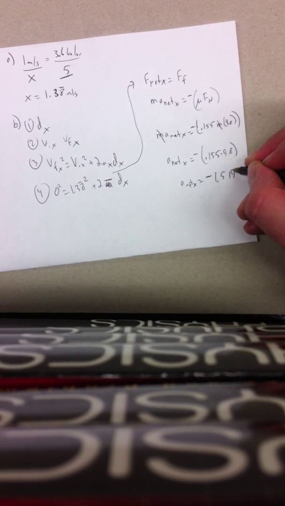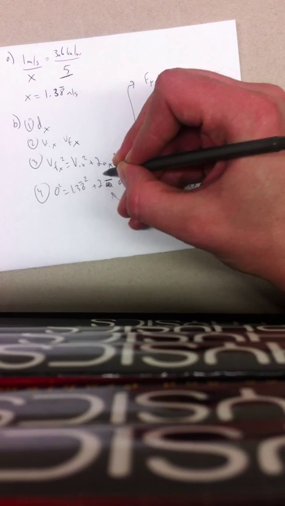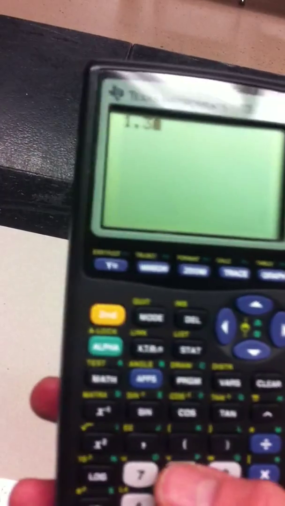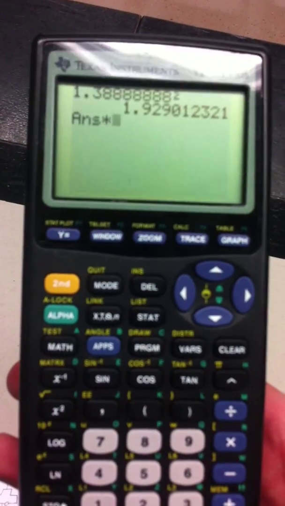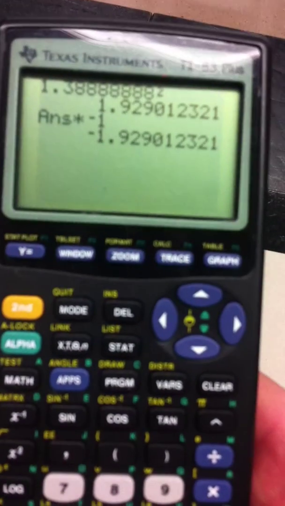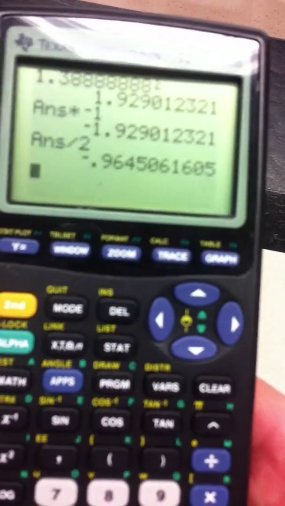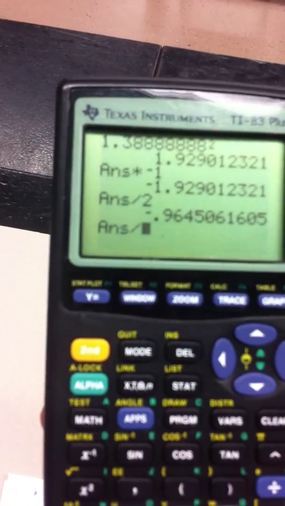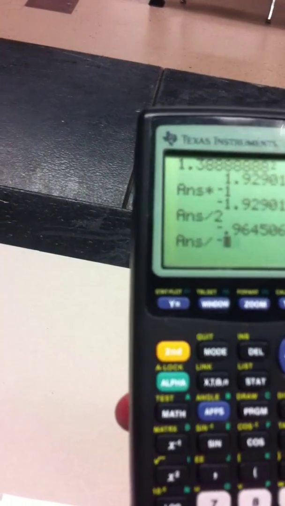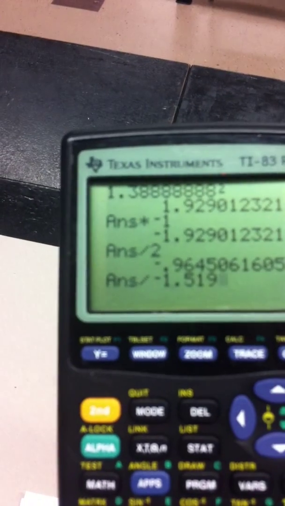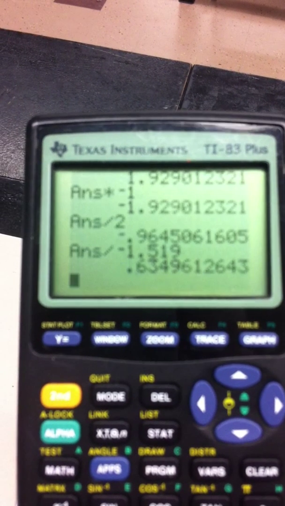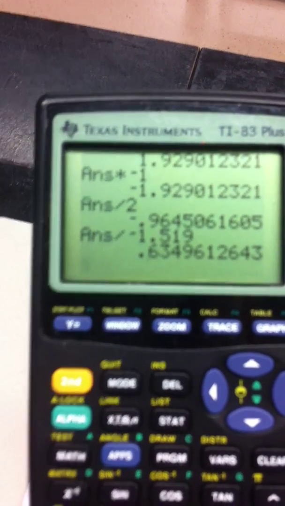Now that, put back into here. To solve for the distance, it would be equal to 1.38 repeating squared times, no, that goes over the equal sign now, so that'll become negative. And then you divide it by 2, then you divide it by negative 1.519. And that should be my distance for my car, 0.63.